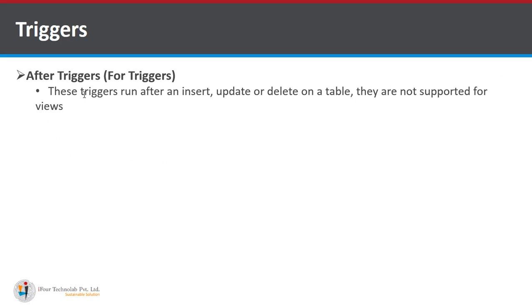Now what are after triggers? This trigger runs after an insert, update, or delete on a table. They are not supported for views. Once I run an insert, update or delete on a table, the trigger will automatically run, and on the basis of the trigger it will show the output.